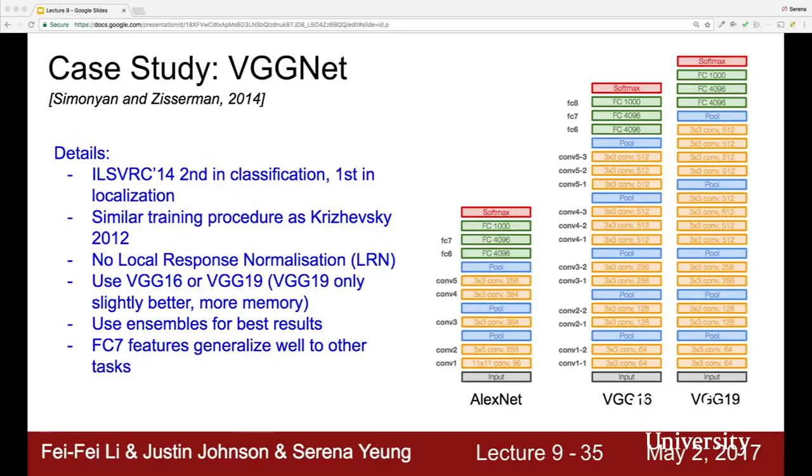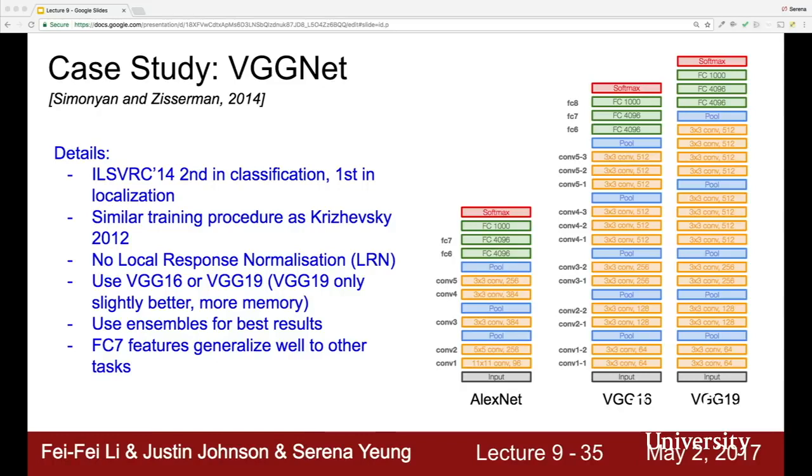Okay, so VGGNet ended up getting second place in the ImageNet 2014 classification challenge, first in localization. It followed a very similar training procedure as Alex Krizhevsky for AlexNet. They didn't use local response normalization, which I mentioned earlier; they found that this didn't really help them, and so they took it out. You'll see VGG16 and VGG19 are common variants of this, and this is just the number of layers. 19 is slightly deeper than 16. In practice, VGG19 works a little bit better, with a little bit more memory usage, so you can use either, but 16 is very commonly used.